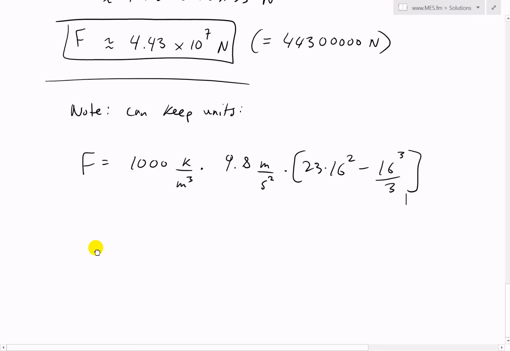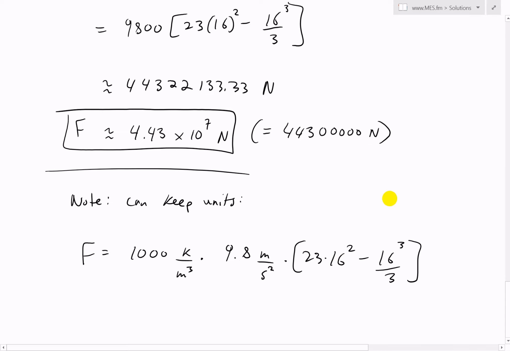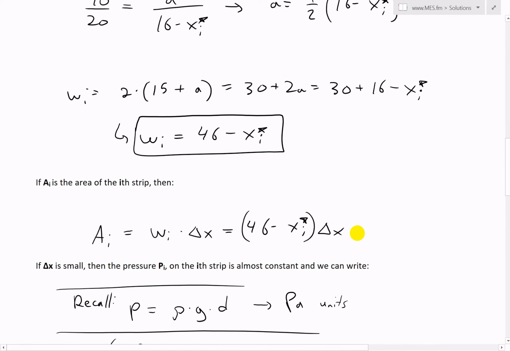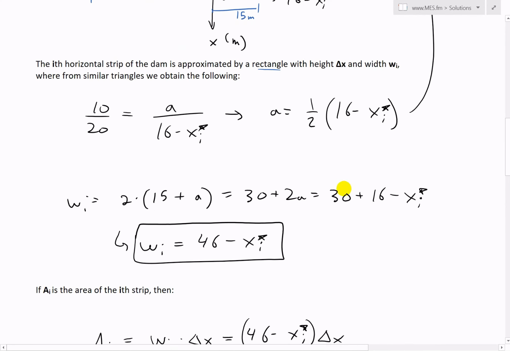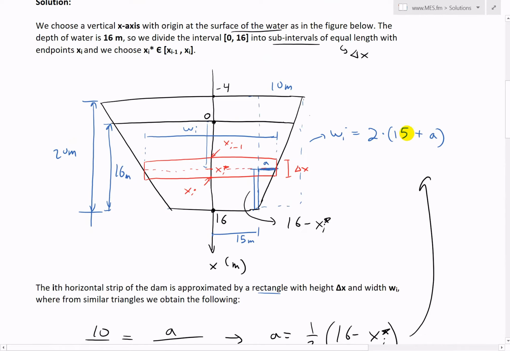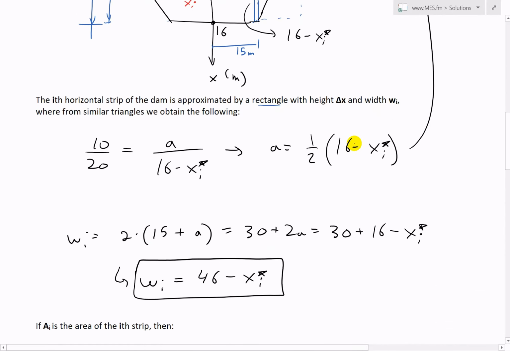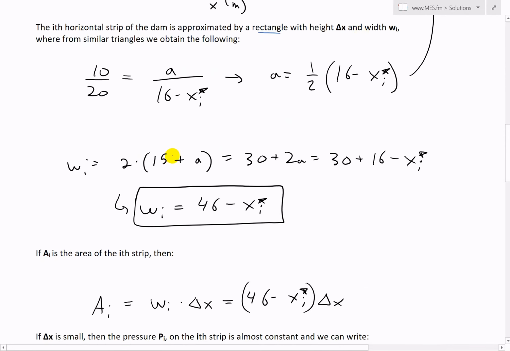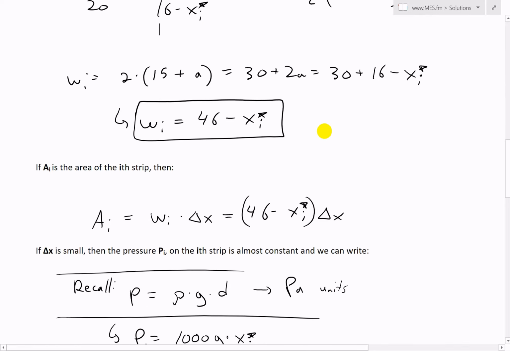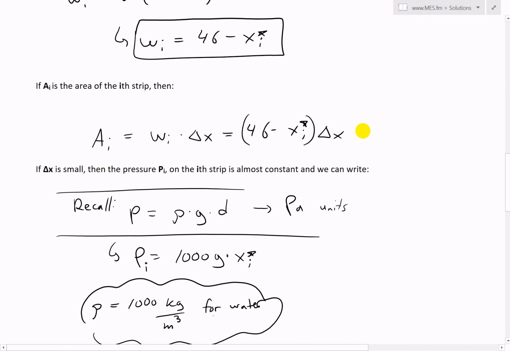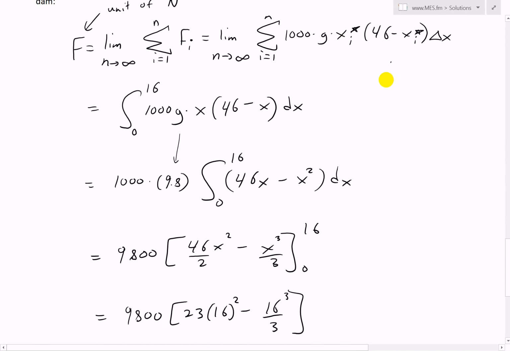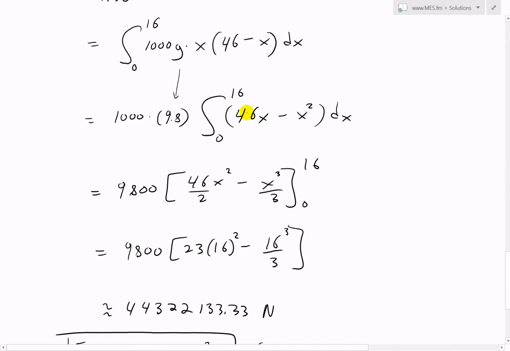Now these units, this is a volume right here. Let's just go back up to what we had. When we were determining that value right here, this is the width, 15 plus A, where those are meters. So this is 15 meters plus A meters inside. So what we end up having is a width of 46 meters minus xi, which is also in meters. Scrolling all the way back here, this is in meters.